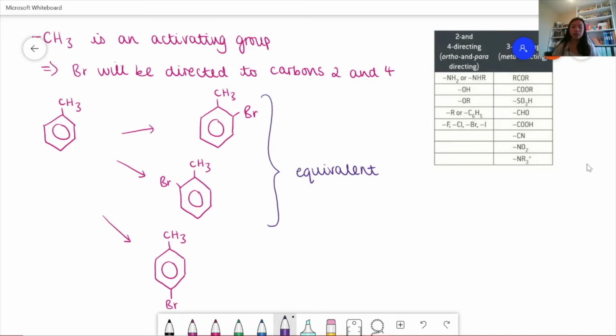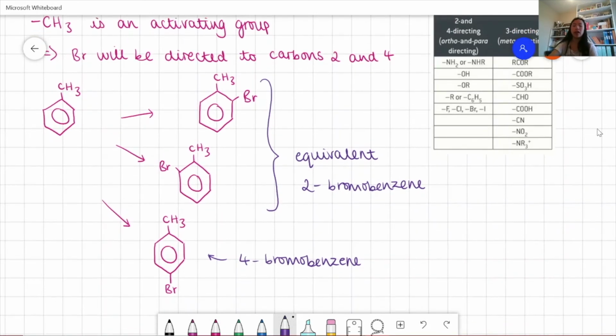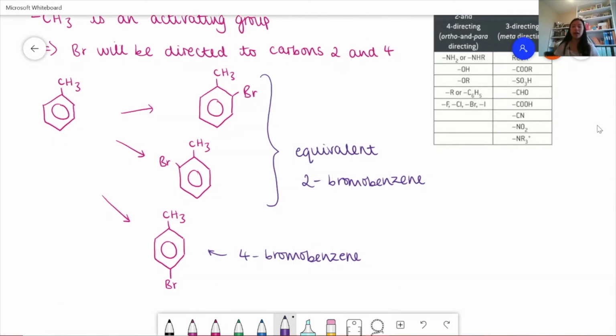The name of this would be 2-bromobenzene, and for this one, this would be 4-bromobenzene. Also, we know that only one substitution happens because the question says that we form monosubstituted methylbenzenes. And so we can see that there is way more of one: the ratio of 2-bromobenzene being formed compared to 4-bromobenzene is a 2-to-1 ratio.